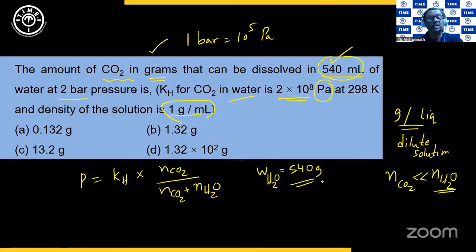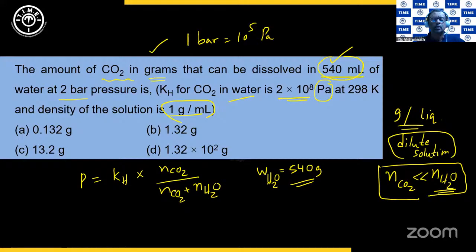So the solution's density and the density of water are almost the same. Why? Because there is so little gas in the water. And you know that Henry's law is valid only for a dilute solution, is it not? So I'll ignore this nCO2 in the denominator. It is something like a drop added to the ocean. This is the ocean now because it is completely water based, right?